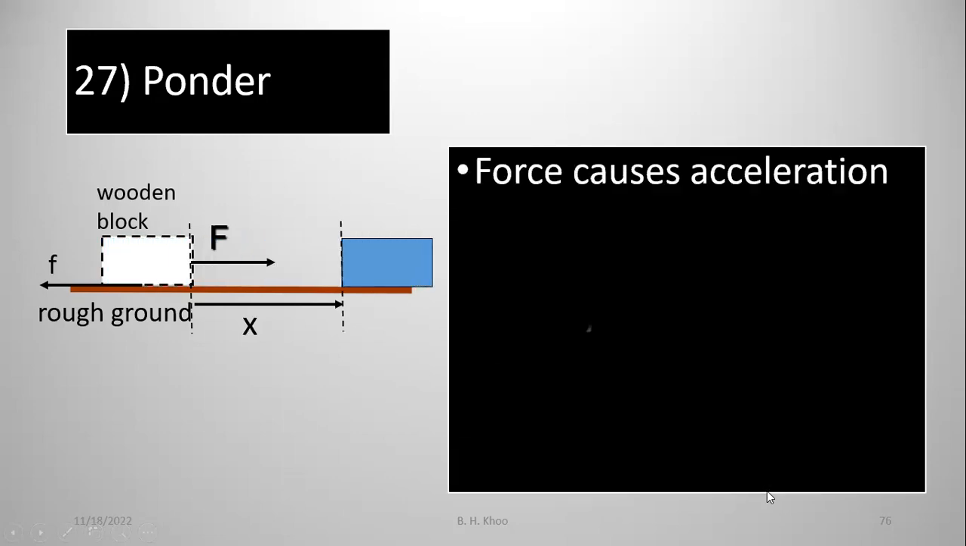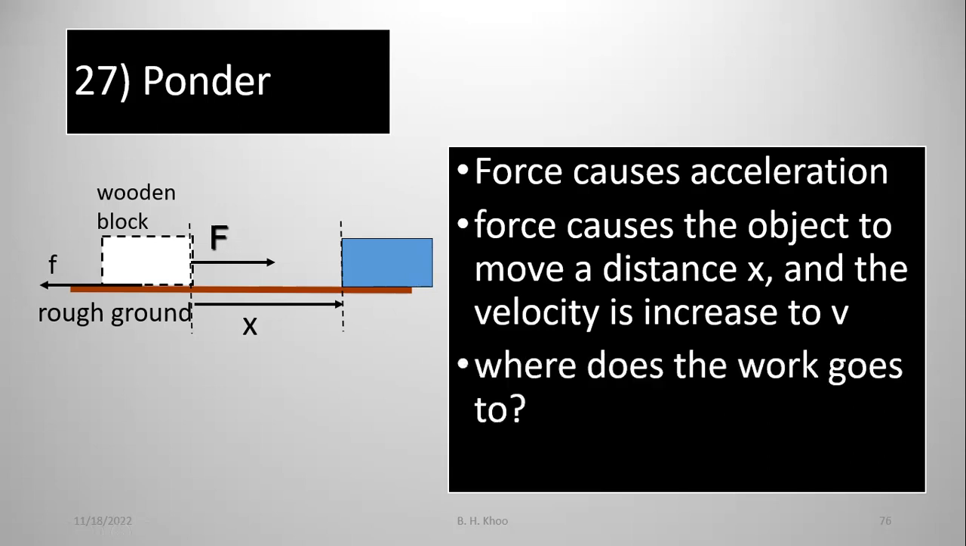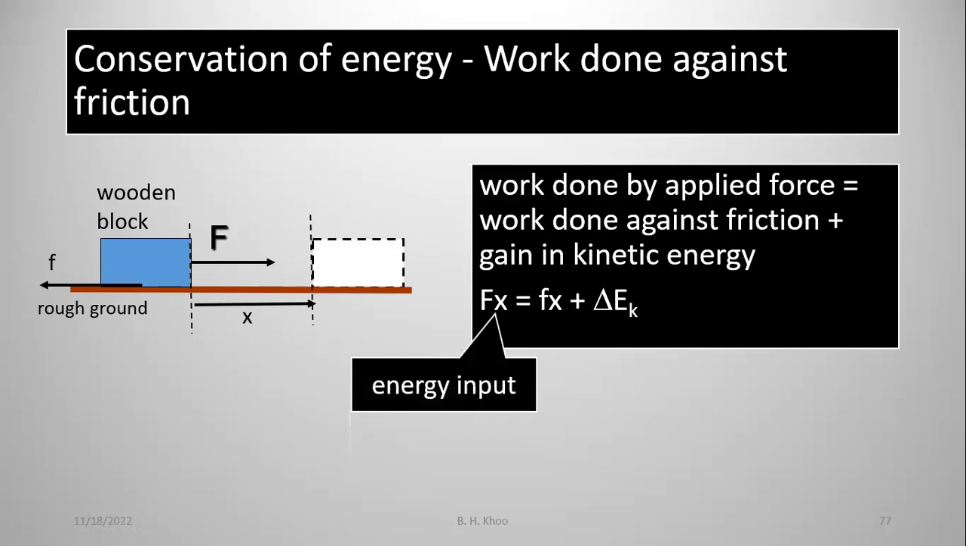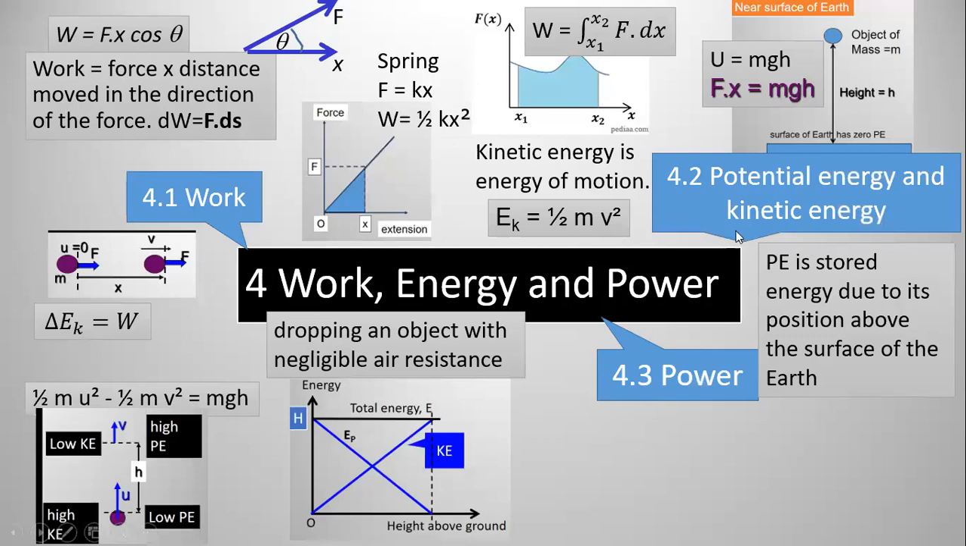Right? Force causes acceleration. Force causes an object to move a distance x, and the velocity increases to v. Where does the work go to? Okay, as I've said, the work goes to increase the kinetic energy and do work against the frictional force. That's why we summarize that. Work done against friction, right? So that's the energy input. That's the energy output. That's the energy wasted. Right? Usually it's lost as heat. As I said, summarize it, all that you have learned.